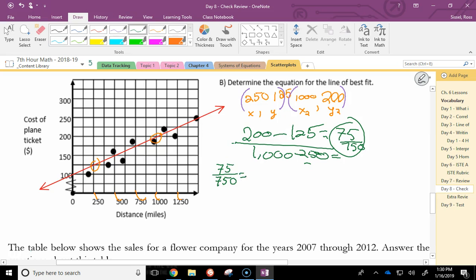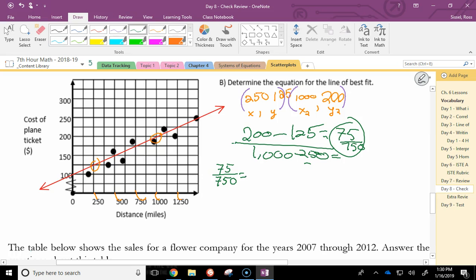Alright, Tyler. Boys, girls, listen up so we get through this. I have 75 over 750. Now, Tyler, what do you notice about that fraction? I'm asking Tyler right now. I'm not asking people to shout out things. What do you notice when you first look at that?